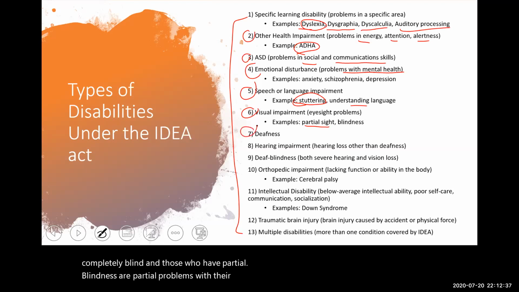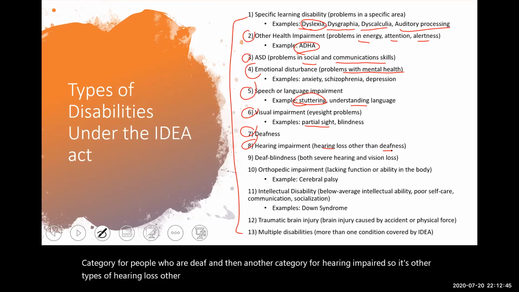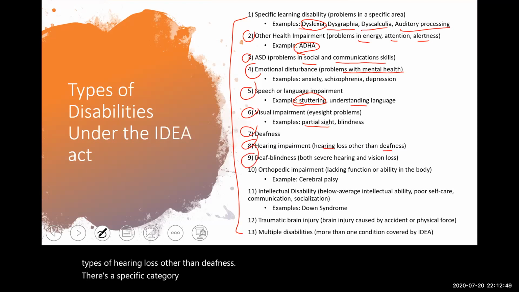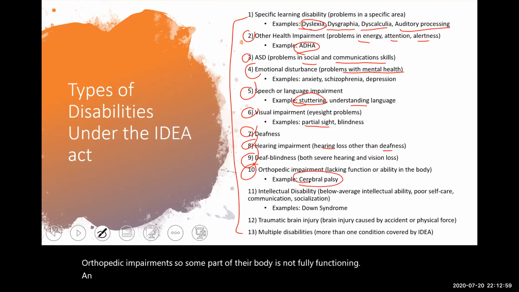There's a category for people who are deaf, and then another category for hearing impaired. So it's other types of hearing loss other than deafness. There's a specific category for people who are deaf and blind. Orthopedic impairments, so some part of their body is not fully functioning. An example of kids that might be in this category are those with cerebral palsy.